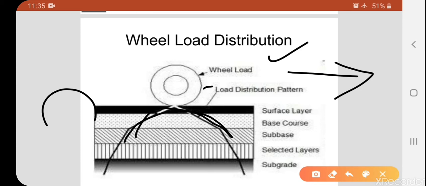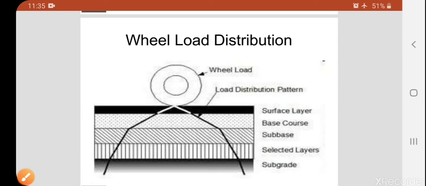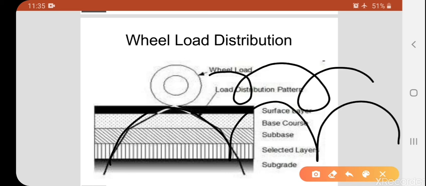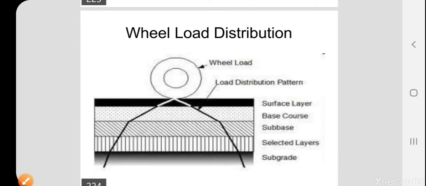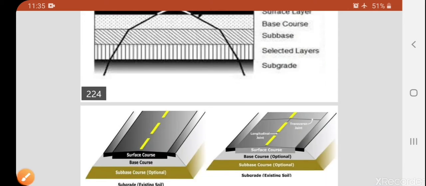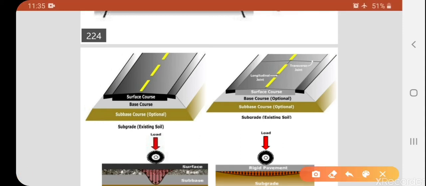As the wheel rolls over the surface layer, the load is continuously transferred like this, whenever the wheel moves from one point to another. We can see clearly that the load is distributed gradually. Next, this is the cross section of the flexible pavement: surface course, base course, sub base, subgrade. These four are the main ingredients, already known.